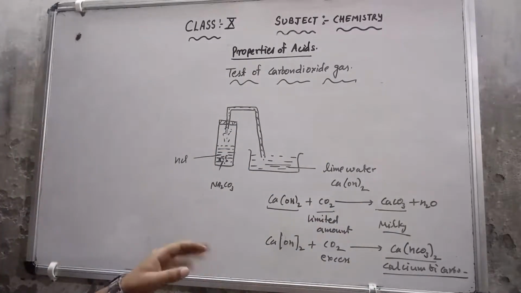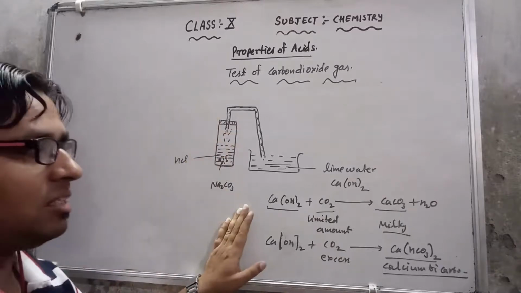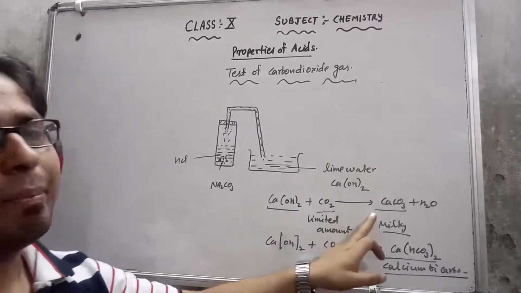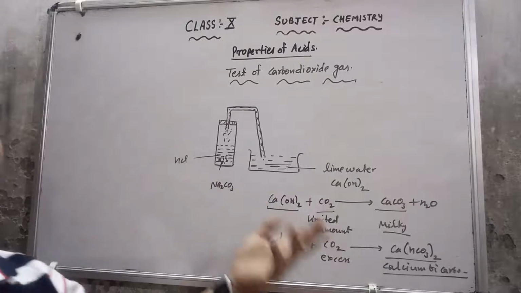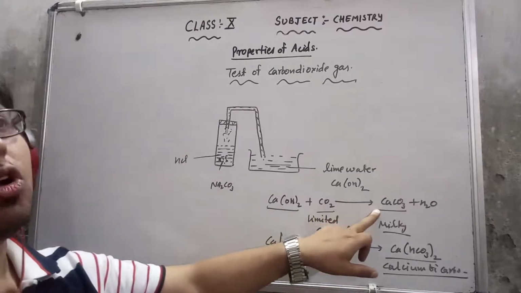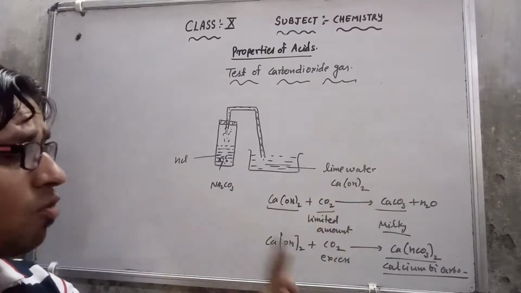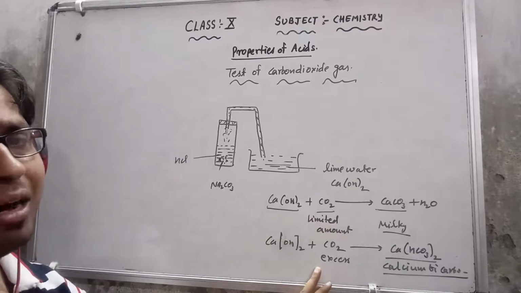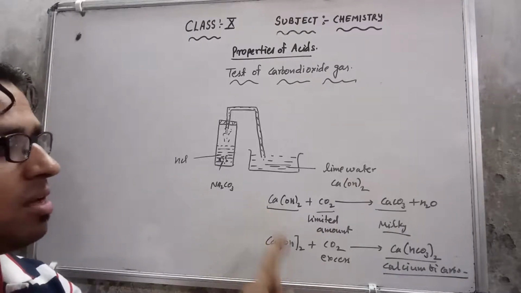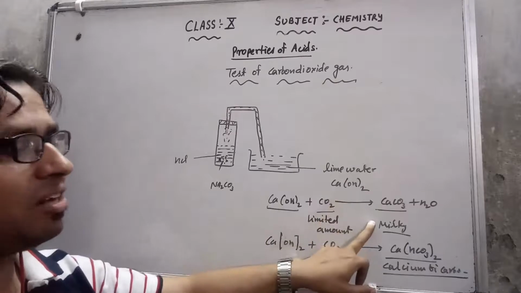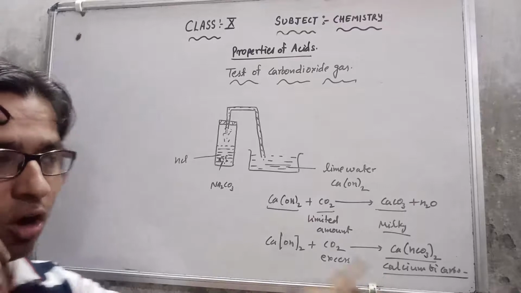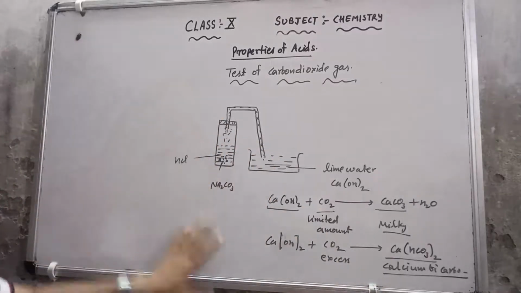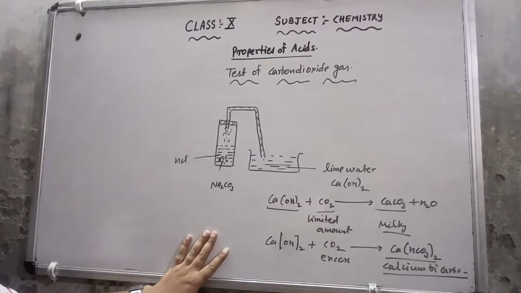Generally you can write it this way also: carbon dioxide gas turns lime water milky. But if in the exam they ask due to the formation of which compound the lime water turns milky, that is calcium carbonate. Or they can ask what happens when carbon dioxide gas is passed in excess amount in lime water, then you can say that the milky color disappears due to the formation of calcium bicarbonate. I hope you have understood, child. There is no problem in this, the test of carbon dioxide gas.